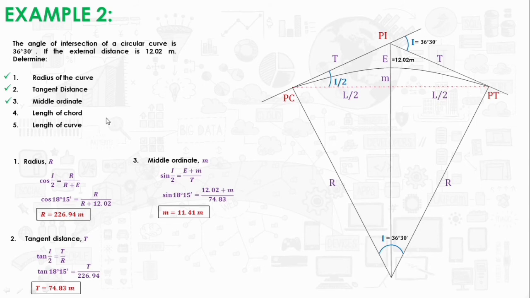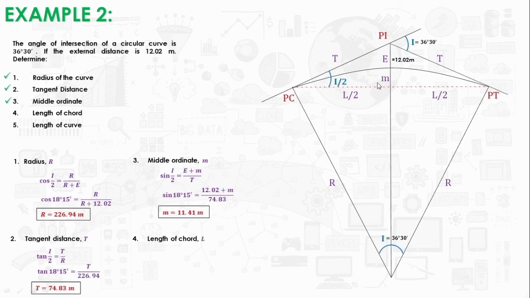Then, number 4, determine the length of chord L. So, paano? So, we can use also yung dito kanina, tama? Or we can use this triangle. Kahit saan lang dyan, kasi known naman si R, known naman si T, known na si E, tsaka known na si M. So, pwede natin makuha si L over 2, or makuha natin si L, or yung length of chord. So, ito pa rin yung gagamitin natin na triangle.